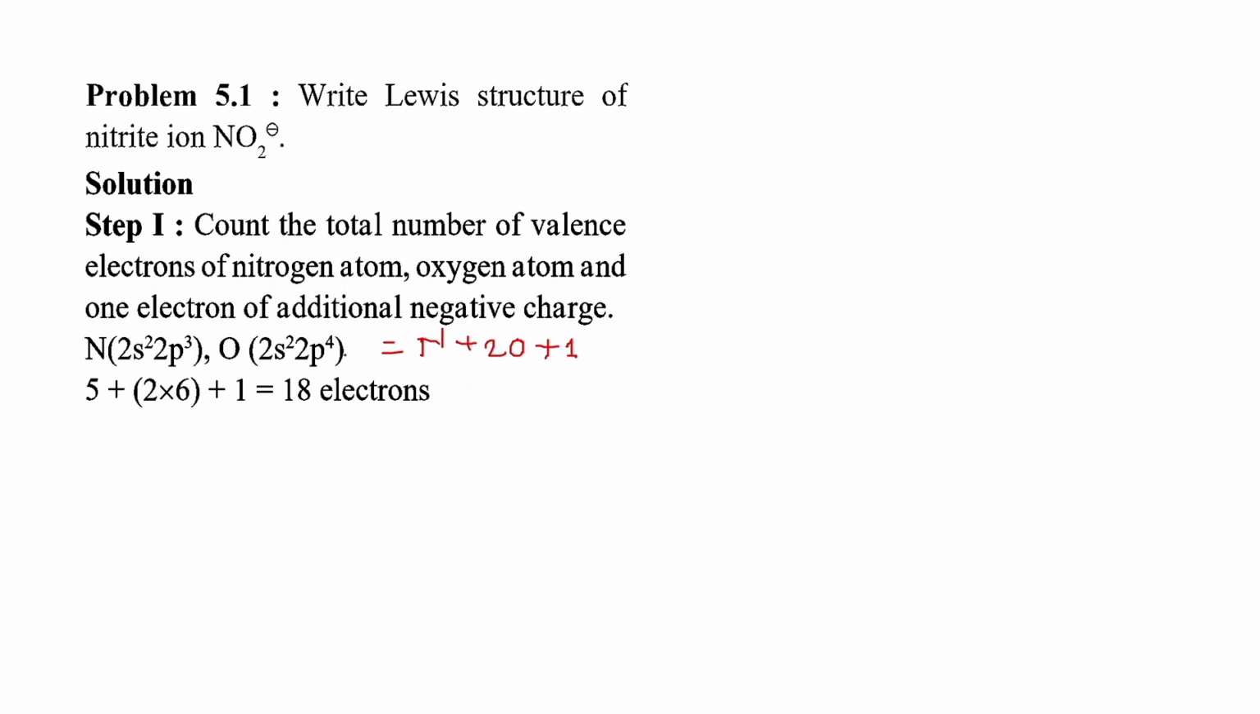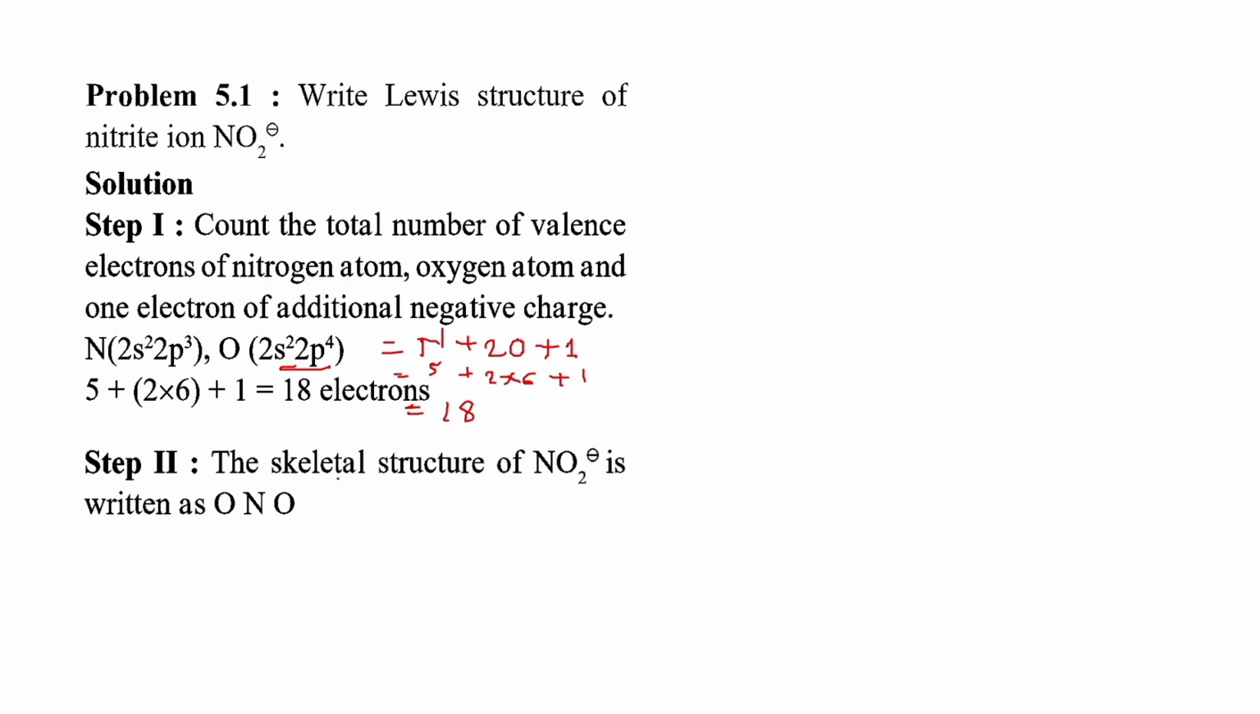So the number of valence electrons in the nitrogen is 5, and 2 multiplied by the number of valence electrons in the oxygen, which is 6, plus 1. So the total number of valence electrons in both the atoms is 18 electrons. Step second. The skeletal structure of NO2 minus is written as ONO. Here the central atom is the nitrogen atom.